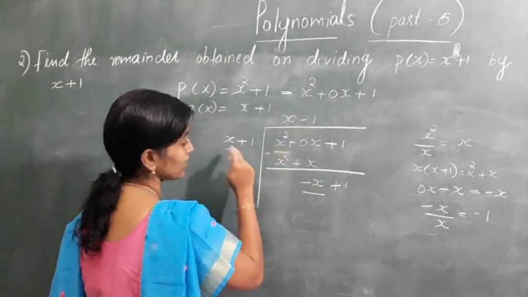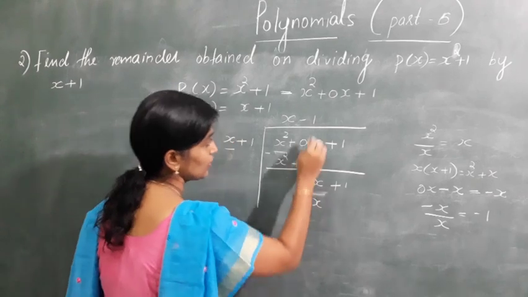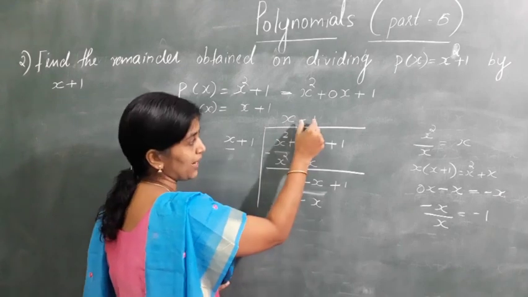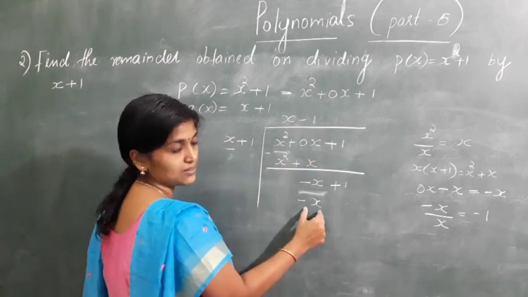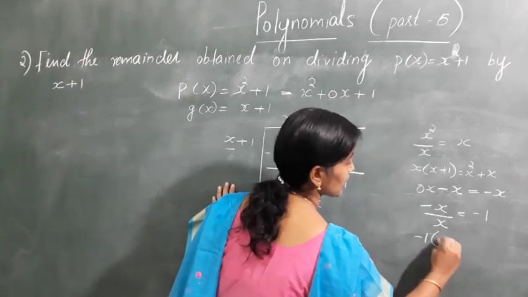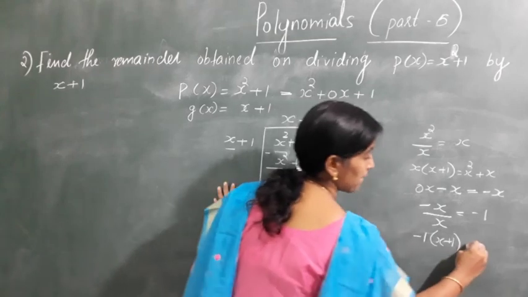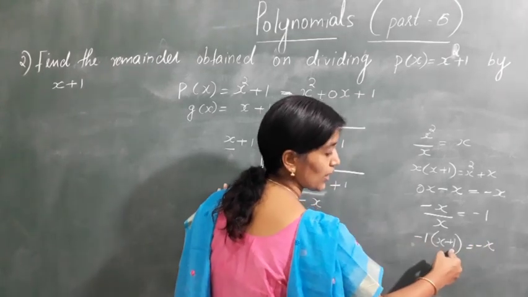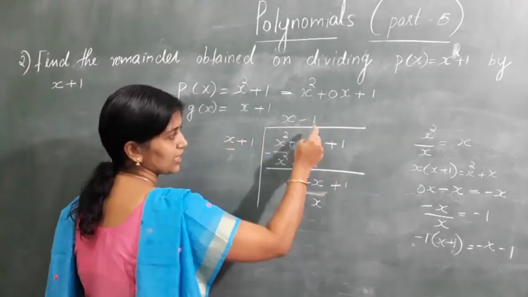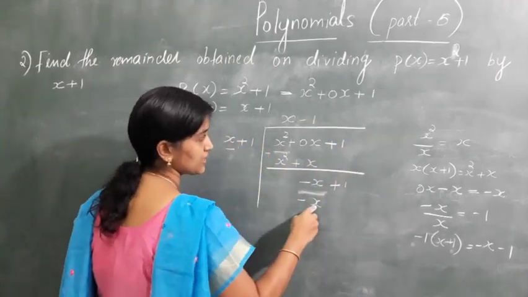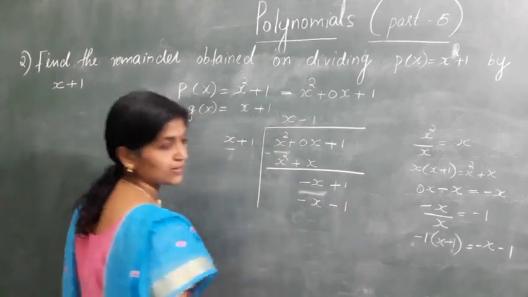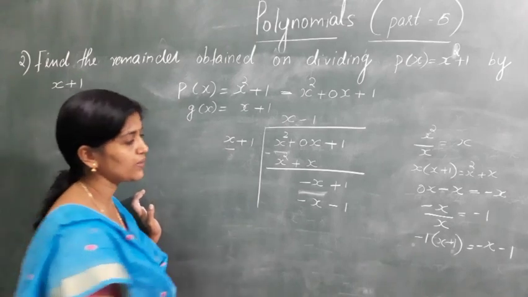Multiply minus 1 into x, it is minus x. You have to take the sign along with the term when you multiply. Minus 1 into all the terms here, x plus 1: minus 1 into x is minus x, minus 1 into plus 1 is minus 1. Or directly you can do it, you need not write it there. Okay, so what do you get here?